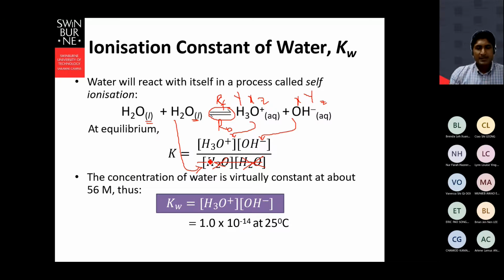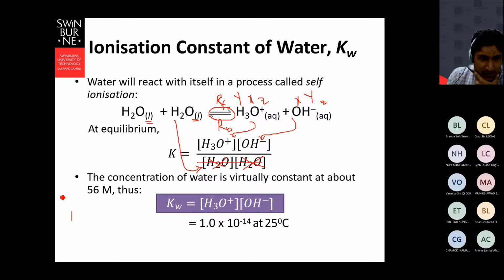So this is it. And then the concentration of water is about 55.5. How do we know that? The concentration of water? How can we find the concentration of water? Or can we make it more concentrated or less concentrated?